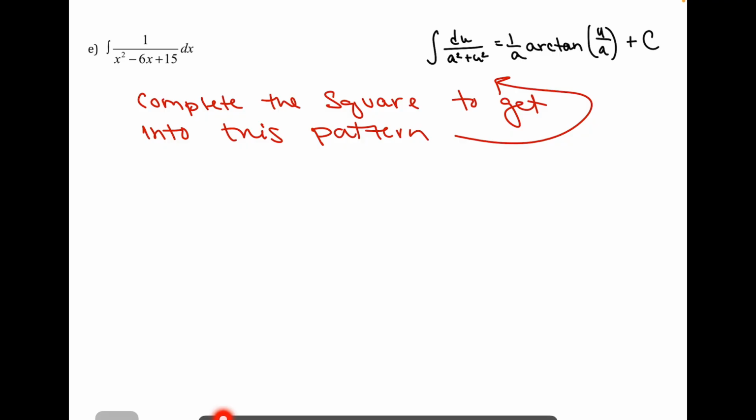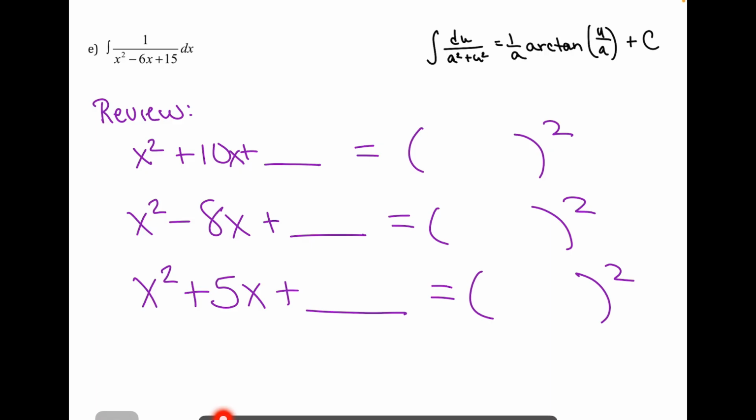But it turns out we can do a little bit of algebra. We can actually complete the square so that we do end up getting a constant plus something with an x squared. So first, I'm just going to do a really fast review on completing the square in case you've forgotten how to do that.